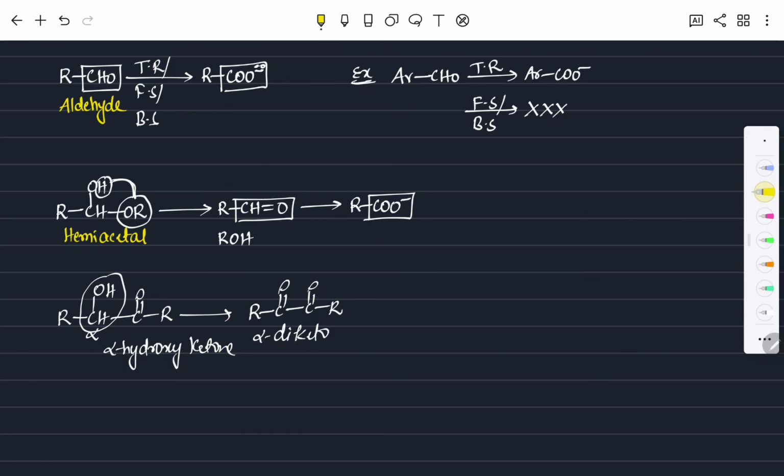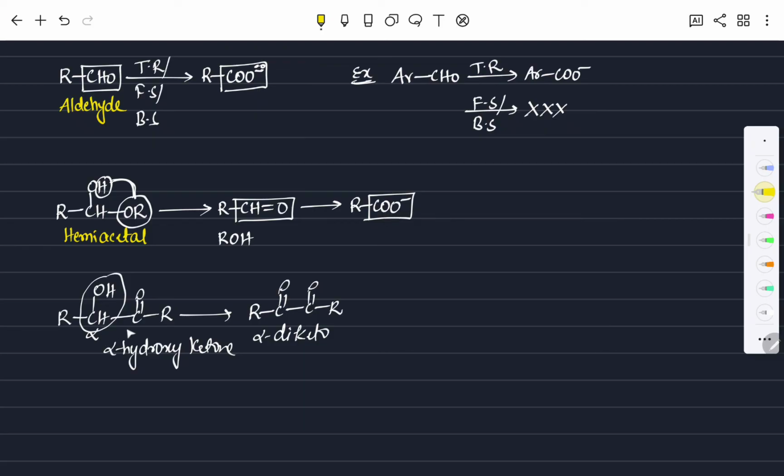Tollens, Fehling, Benedict. So we have to remember these functional groups. One is aldehyde. In the aldehyde, aliphatic aldehydes will be oxidized to carboxylate. Aromatic aldehydes, no reaction. Second one, hemiacetal. Hemiacetal, in the presence of basic medium, converts into aldehyde plus alcohol. So we have to remove the H group and RO group. And then the aldehyde converts into the corresponding carboxylate.